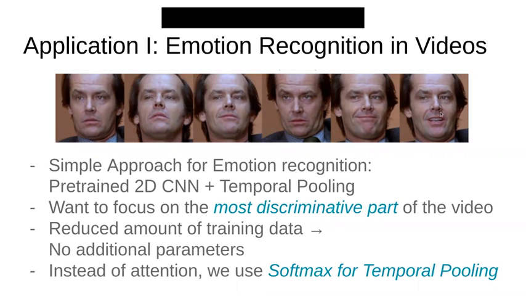So what we did as a first step was to introduce temporal pooling that is trying to summarize the information of the entire video, but in a smart way. And for each frame of the video, we use a standard 2D CNN that will tell us which is the emotion that is more likely to be extracted. So as I said, we want to find the most interesting part of the video with a temporal pooling. And what we introduce is what we call softmax for temporal pooling.